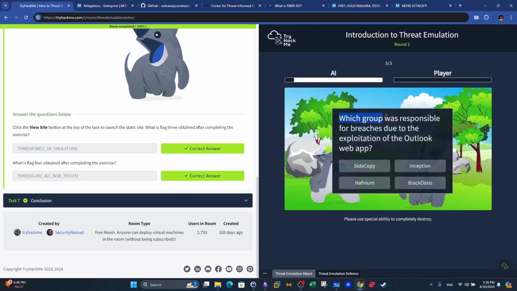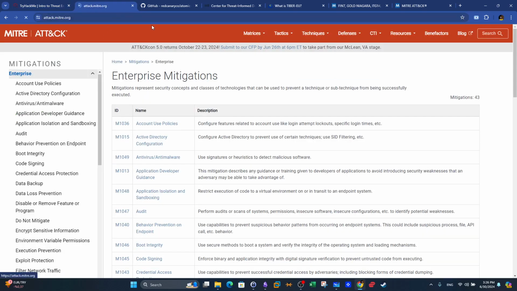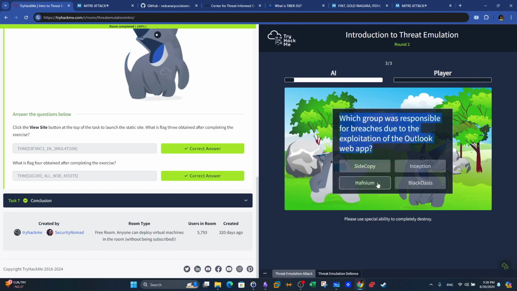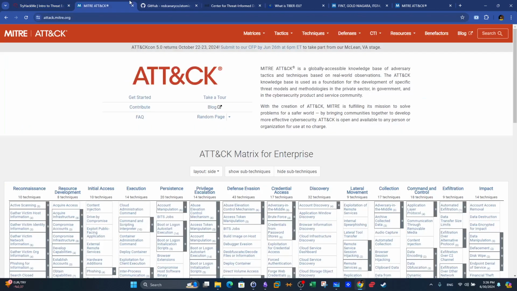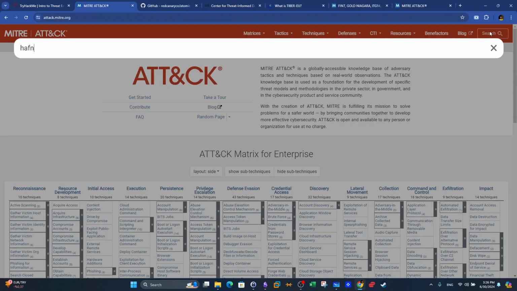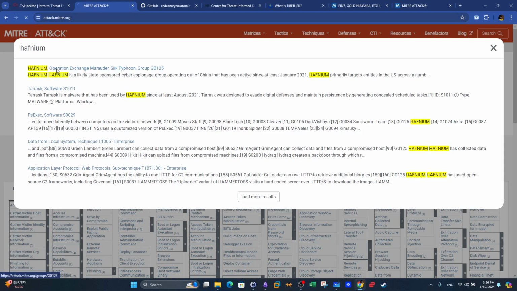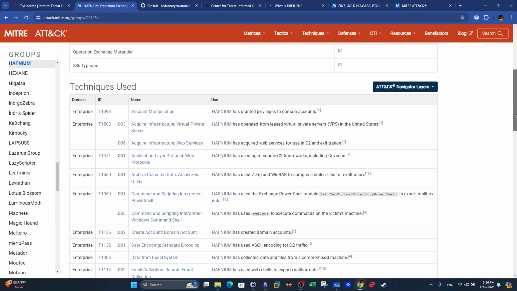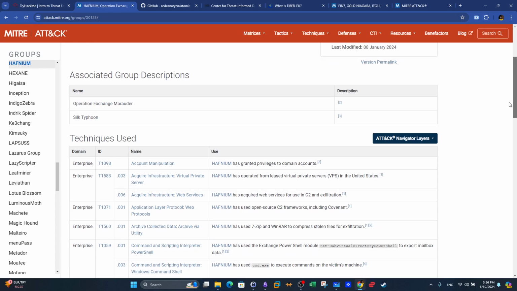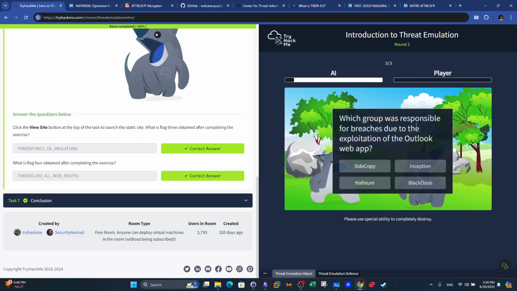Which group was responsible for breaches due to the exploitation of the Outlook web app? This requires you to take the name of every single group here and look it up in the MITRE ATT&CK. So I have done the job here for you guys, and it is Hafnium. If you research Hafnium and select this, scrolling down to the list of techniques, going to open the navigator, you see here it is responsible for breaches due to the exploitation.